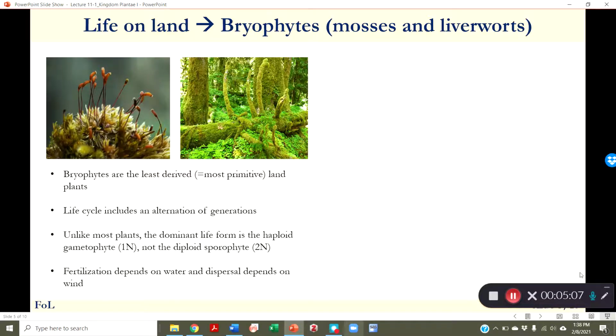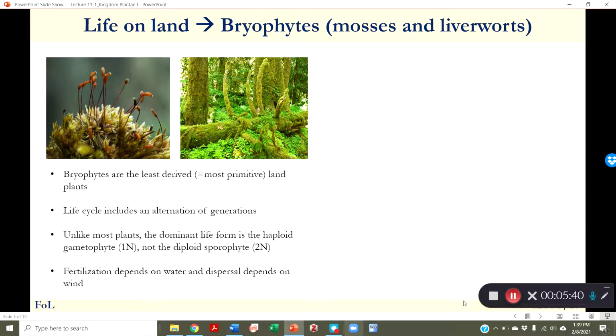Their life cycle includes what's called alternation of generations. That means that the gametophytic generation is dominant and the sporophytic generation is subordinate. We'll talk about that in just a moment when I go over the life cycle. But the big thing is that fertilization depends on water, and dispersal depends on wind. So if we want to get the sperm to the egg, we need water.